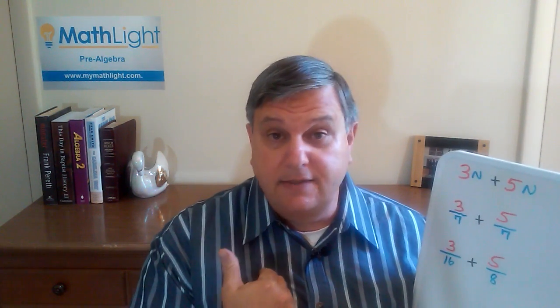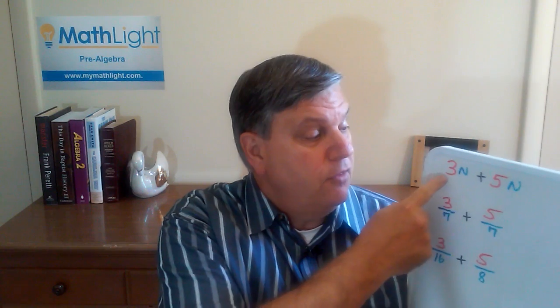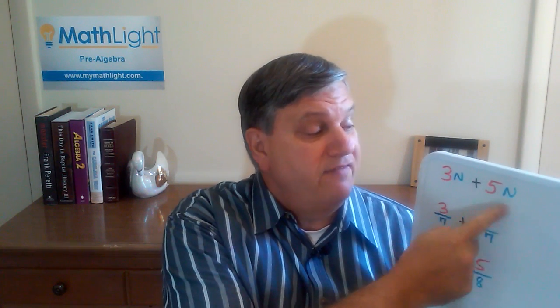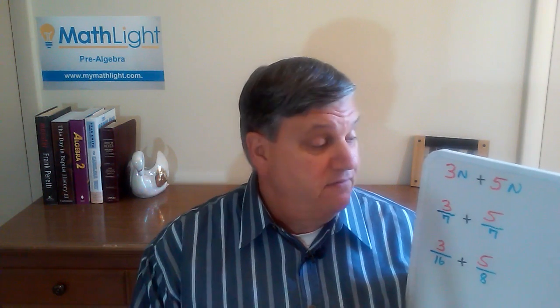Of course, this is the way I teach how to add like terms. I teach the amount of them. So I'll say something like this to my students: 3 of them and 5 more of them gives you 8 of them, right? 3 of them, 5 more of them, 8 of them.